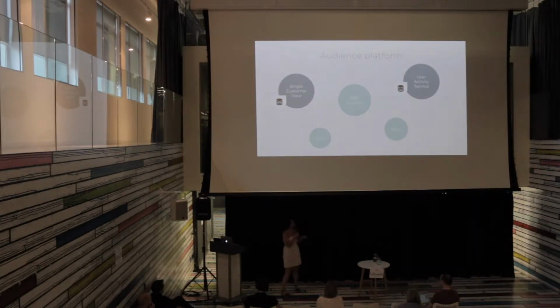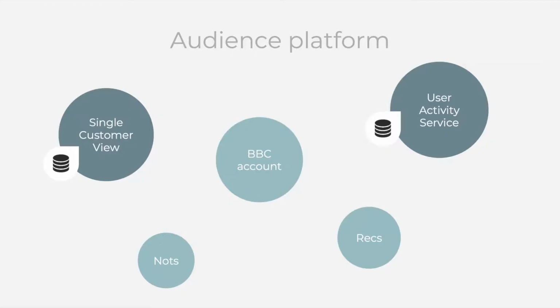So my product, BBC Account, belongs to what we call Audience Platform, which is a suite of products about the audience. So you have BBC Account in the middle, which is the identity management platform, but you also have a big database called Single Customer View that stores everything we have about you. So it can be the details that we have from BBC Account, but it's also the tracking analytics that we have. It's also the activities that you perform on the website.